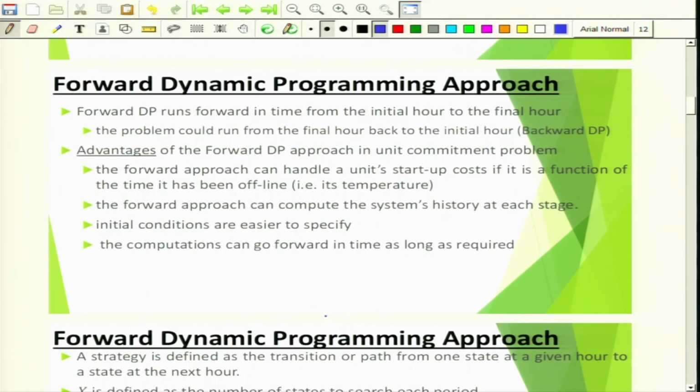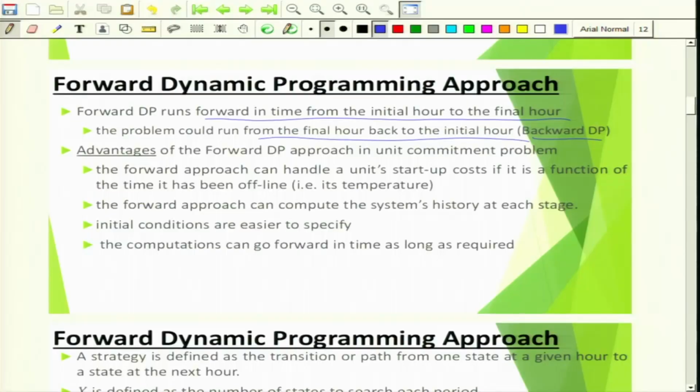So let's discuss the dynamic program based approach of problem solving using forward dynamic programming. Forward dynamic programming runs forward in time from the initial hour to the final hour. So there are 2 approaches, the forward recursive algorithm and the backward recursive algorithm. Now let's discuss the forward recursive algorithm. The problem could also be run from the final hour back to the initial hour, which is called the backward dynamic programming approach. But in the case of the unit commitment problem, forward dynamic programming has a specific advantage.